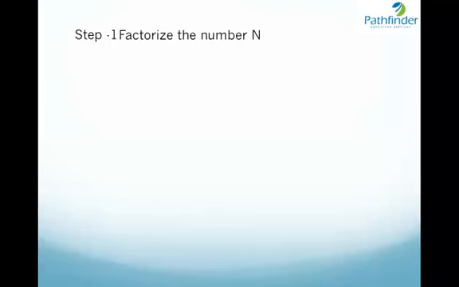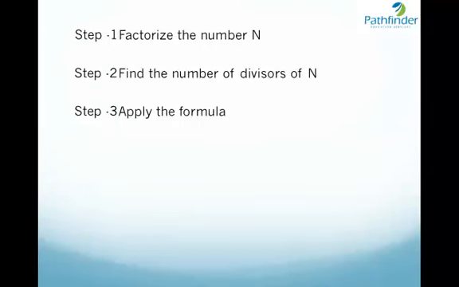So what is the first step? To calculate the product of divisors, the first step is to factorize the number n. The second step is to find the number of divisors of n, and the third step is to apply the formula. The product of divisors is equal to the number n raised to the power of d by 2, as we saw in the last slide, where d is the number of divisors. So let us find the product of divisors of the number 72.